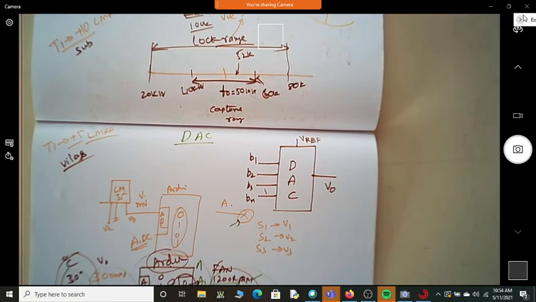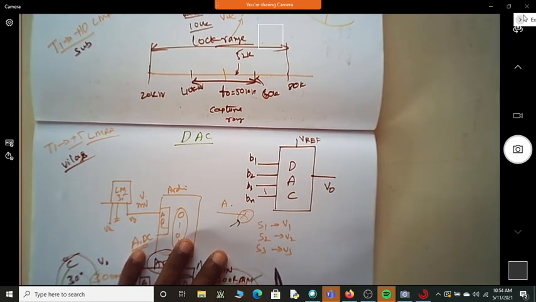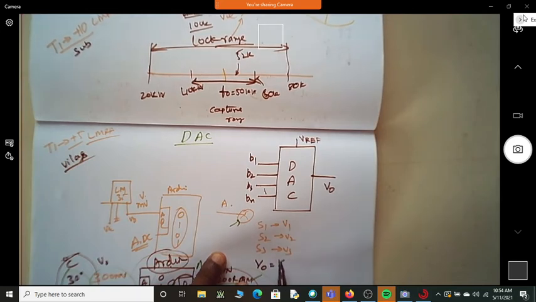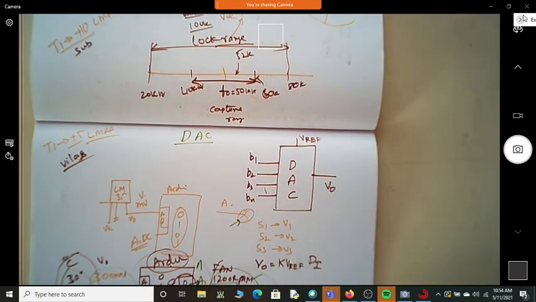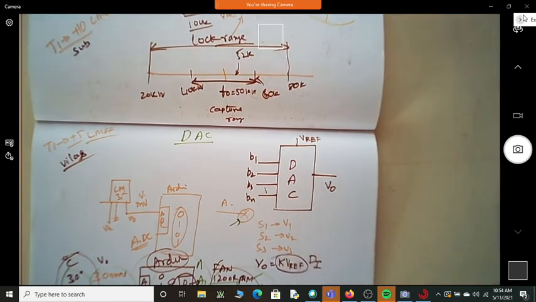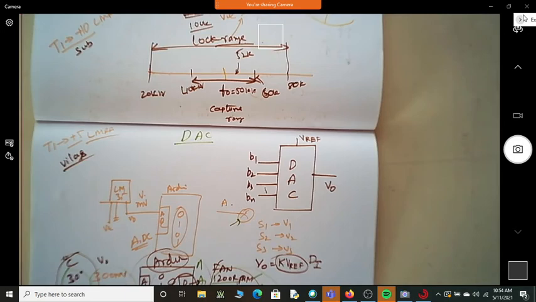And of course, we want to have a reference voltage Vref. So I can write the expression for this V0 as equal to some gain times Vref multiplied by the digital input DI. So this is a digital input. Output is nothing but some gain multiplied by reference multiplied by the digital equivalent input.